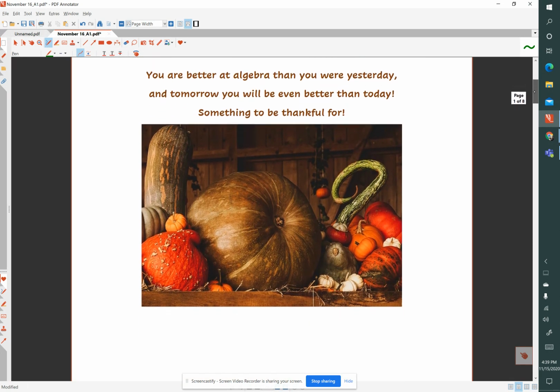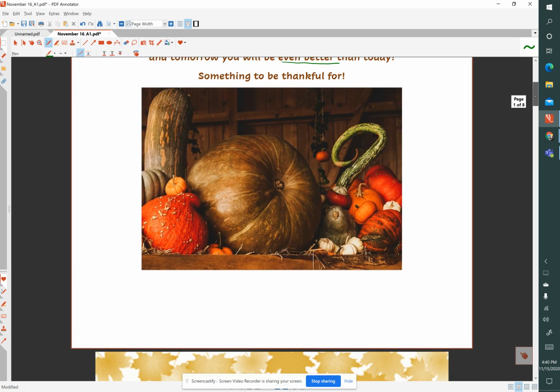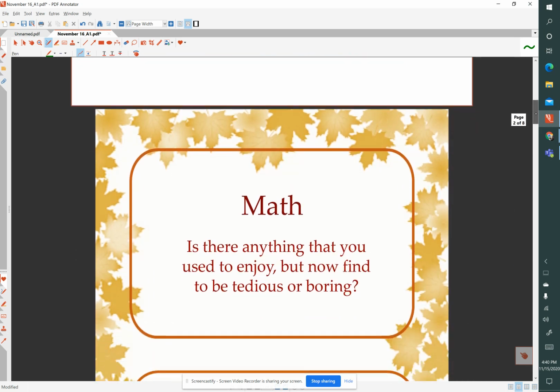And to keep it positive, we have this beautiful picture that's a reminder of the bounty of fall, and reminding us that you are better at algebra than you were yesterday, and tomorrow you will be even better than you are today. And that's something to be thankful for. And I hope you spend a few minutes today being thankful for anything in your life.